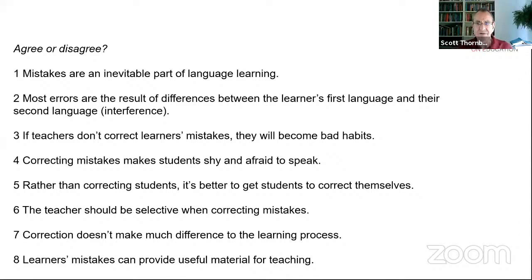And I think the whole idea of language being a habit, we need to rethink a little bit. Maybe we should change number three and say, if teachers don't correct learners' mistakes, they will become entrenched, or they'll become fossilized. That's perhaps more consistent with modern terminology. But even then, this is not entirely true. There are certain errors that seem to resist correction. You can correct them as much as you like, but particularly at certain stages, learners are not going to make any adjustment, particularly when they're speaking in real time.